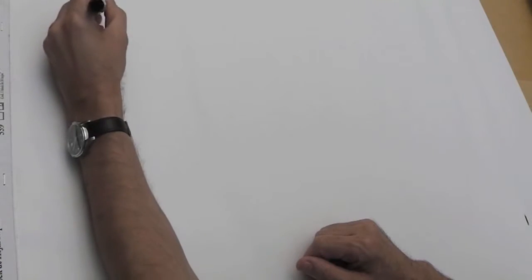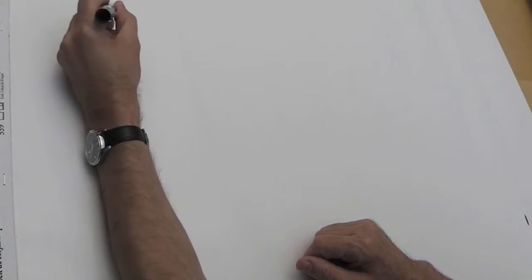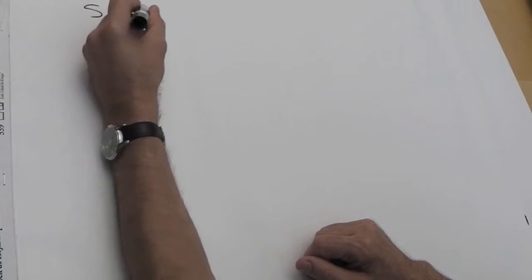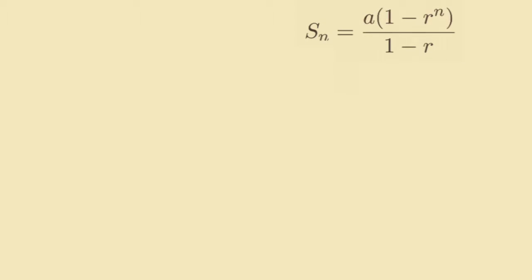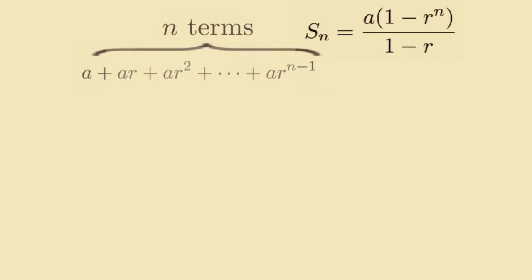So to remind you, the formula we had was that the sum of the geometric series with n terms was a times 1 minus r to the n over 1 minus r. And again, that was for the series a plus a times r plus a times r squared. And we ended with a times r to the n minus 1, where we had n terms.